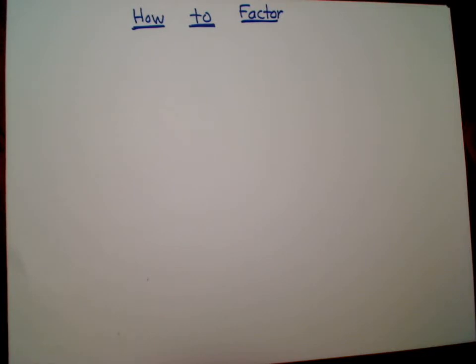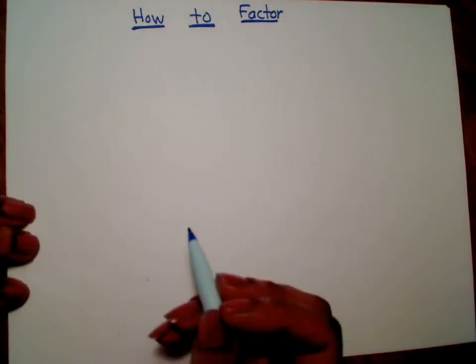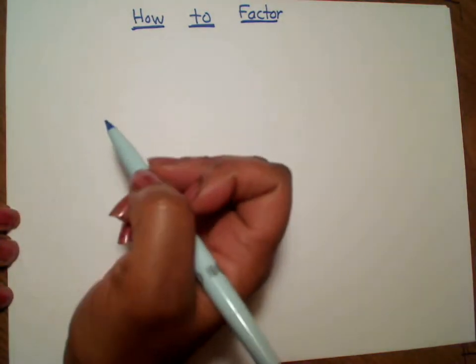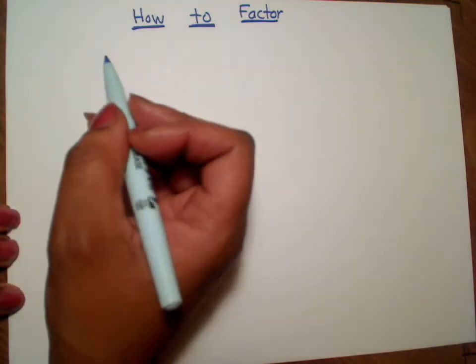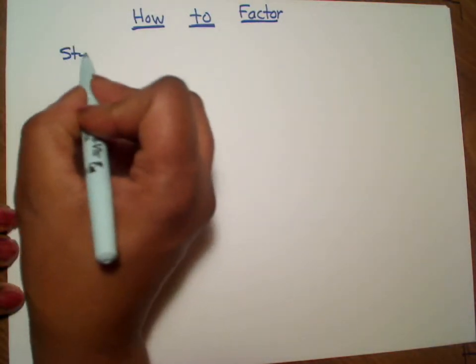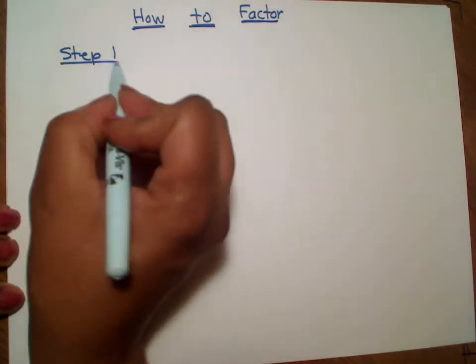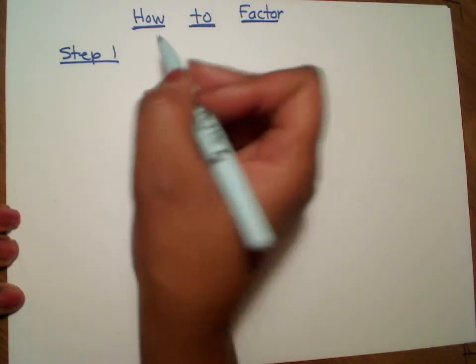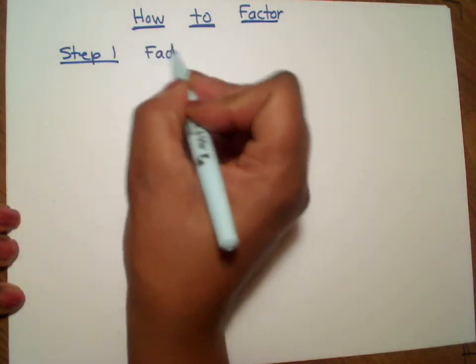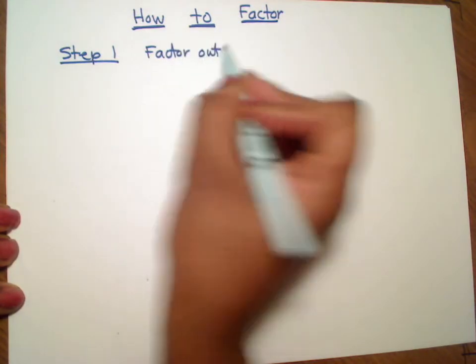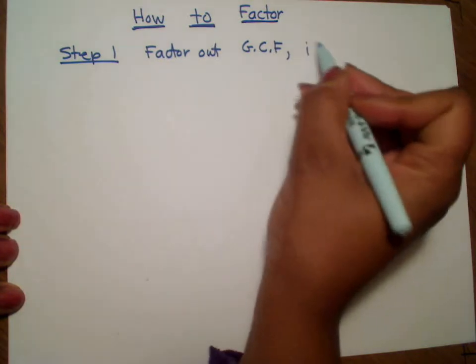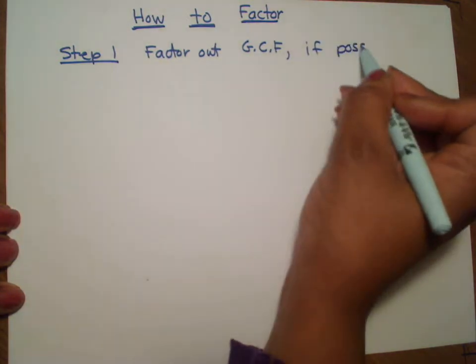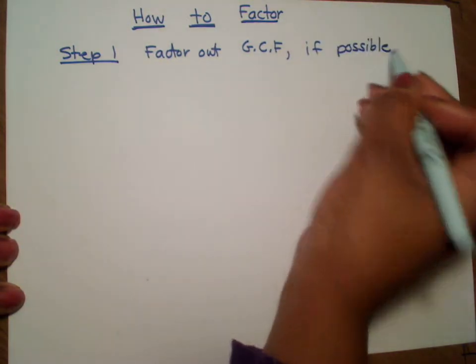A very important concept in algebra is learning how to factor. So this video is going to just review some of the important concepts for factoring. The first thing, for step number 1, that you'll always want to do is factor out the greatest common factor if possible. And it's not always possible. That's the very first thing that you'll always want to do.